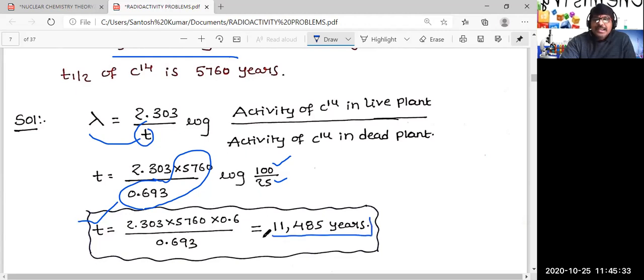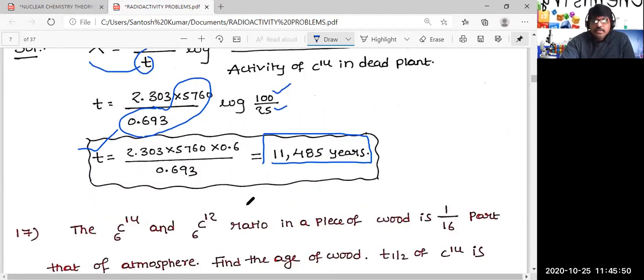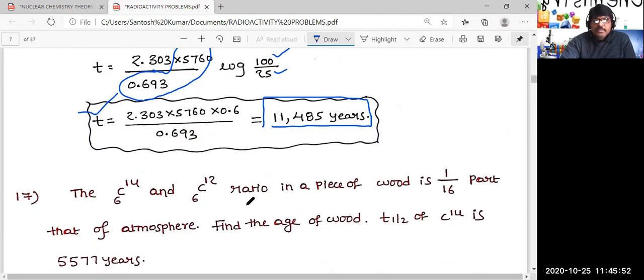That is 11,485 years. If it is a wooden article, according to the given data, that wooden article was made 11,485 years before. And one more question, let me take.